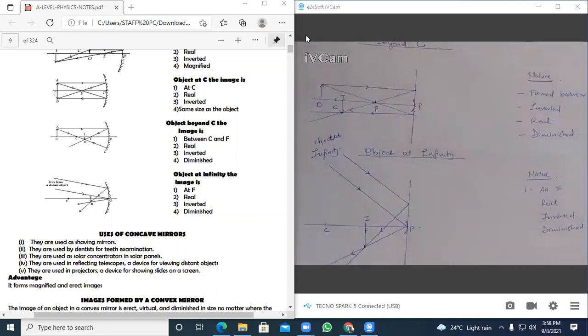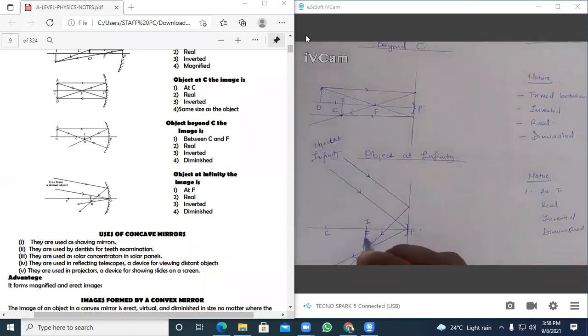This is the experiment that you can do to determine the focal length of a mirror by focusing a distant object. When you focus a distant object using a concave mirror and you put the screen here, the image will be formed at this point. Now what you have to do is measure the distance between the screen and the mirror, and that distance is equal to the focal length.